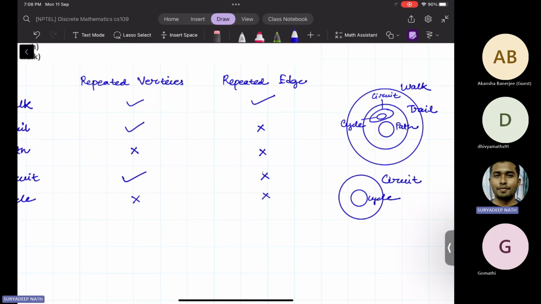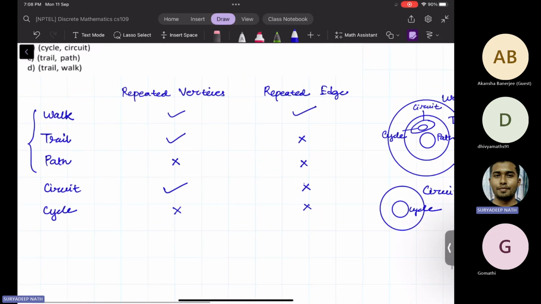So path is different from circuit and cycle because path is not closed, so they are different. But trail can be closed or unclosed, it does not matter since the vertices can repeat. So this is the diagram.